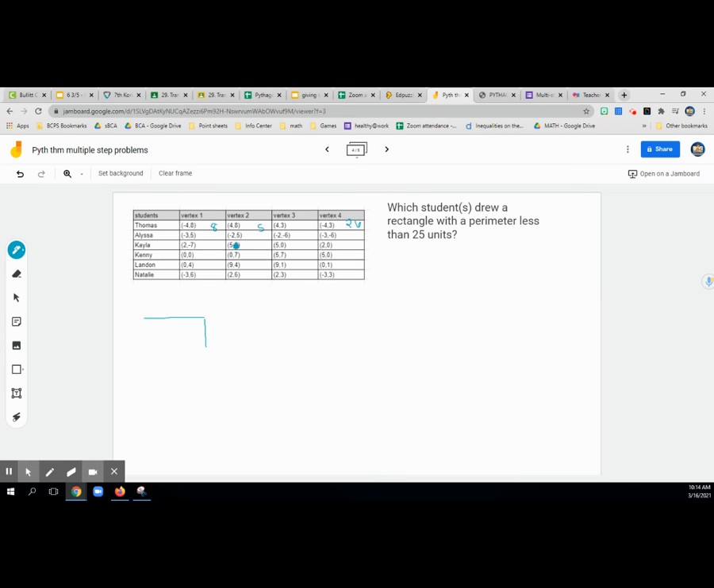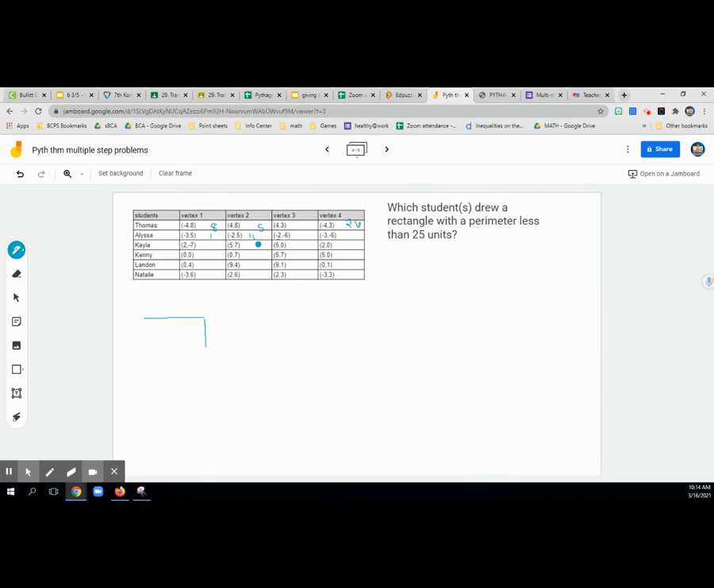All right, looking at vertex 1 to vertex 2, the y values are the same, so let's find the distance in the x values. Negative 3 and negative 2, that's a difference of 1. Here we've got negative 2 comma 5 and negative 2 comma negative 6. So the x values are the same. Let's find the distance between the y values. 5 and negative 6. So that would be 11 units.